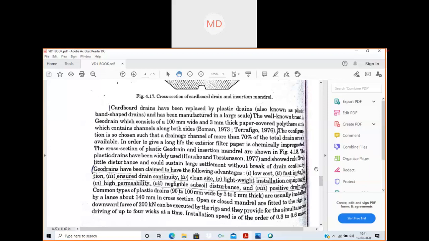And for geodrains, we have few advantages, that is low cost, fast installation, ensure drain continuity, clean site, then lightweight installation equipment, high permeability, negligible soil disturbance. Soil disturbance, you see here in case of geodrains the soil disturbance is very low, but in installation of sand drain the soil surrounding it, the soil disturbance is more. That's why sand drain is generally, as far as possible, not preferred nowadays.